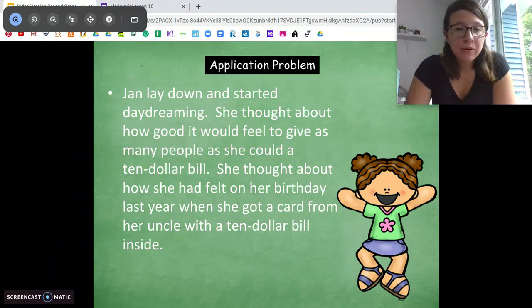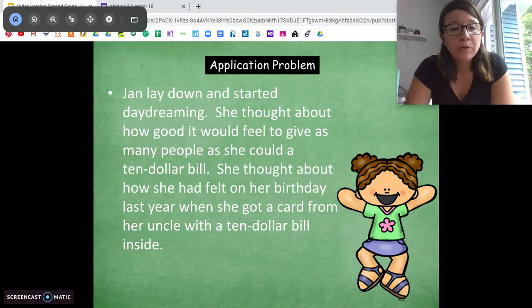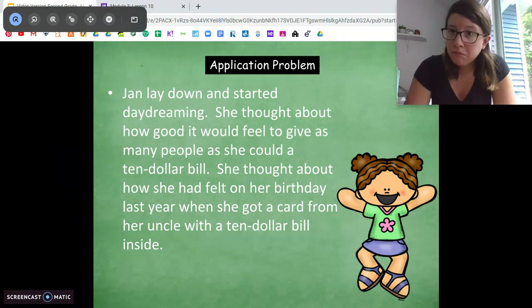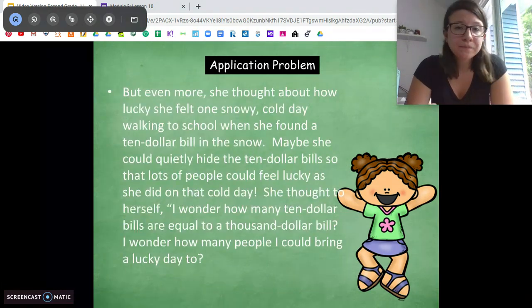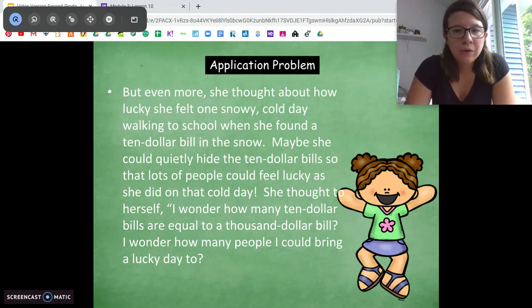She thought about how good it would feel to give as many people as she could a $10 bill. She thought about how she felt on her birthday last year when she got a card from her uncle with a $10 bill inside. That would make me feel pretty good too. But even more, she thought about how lucky she felt one snowy, cold day walking to school when she found a $10 bill in the snow.